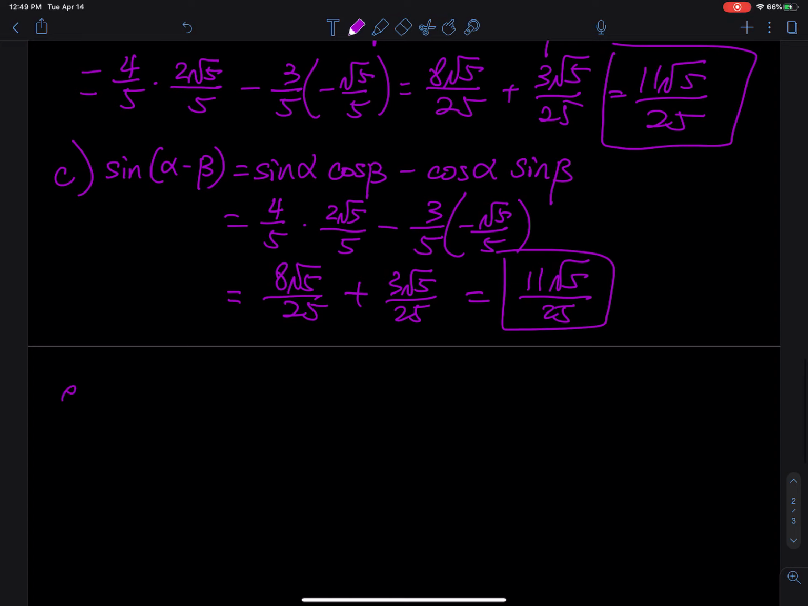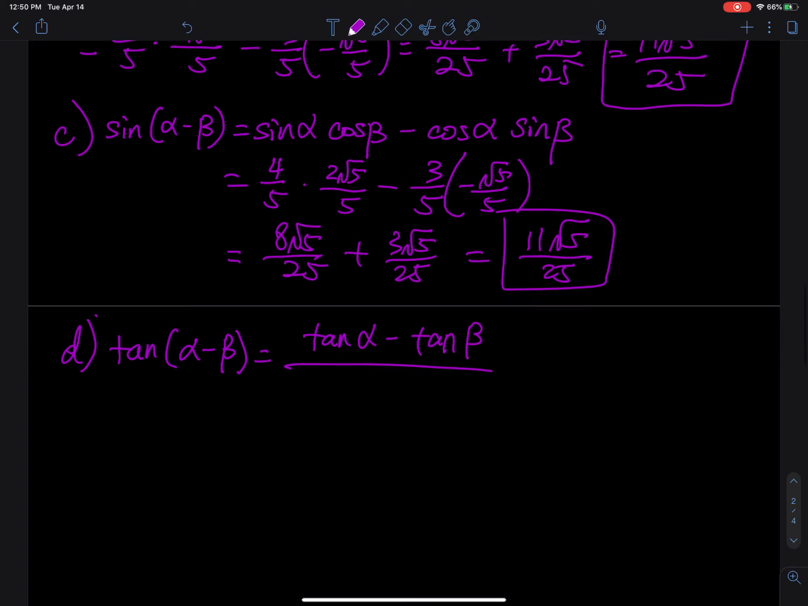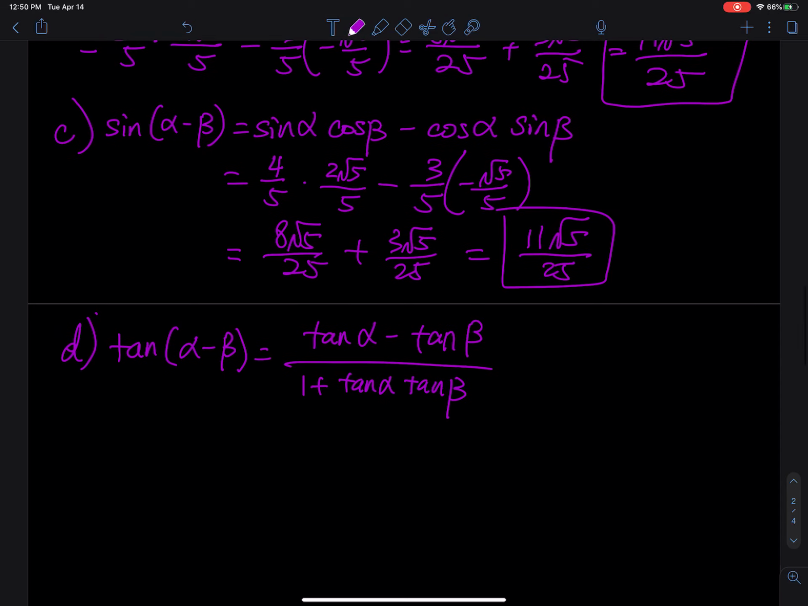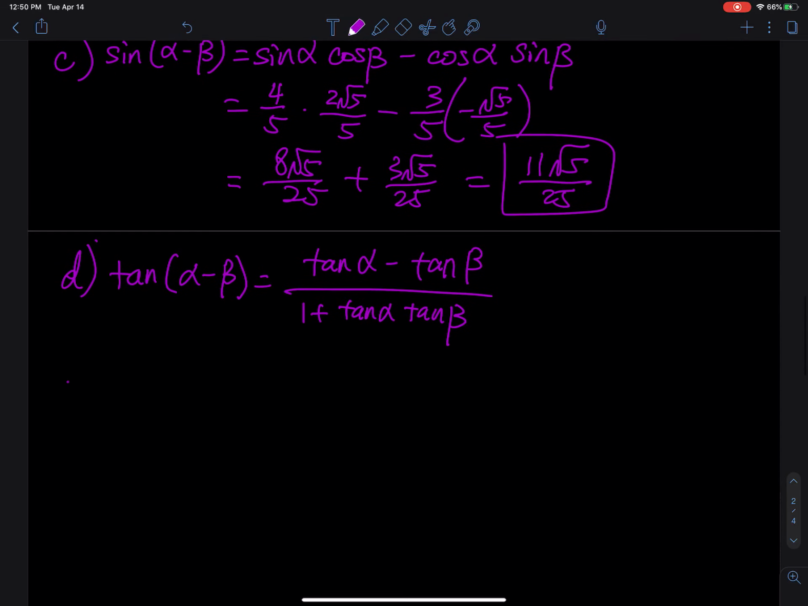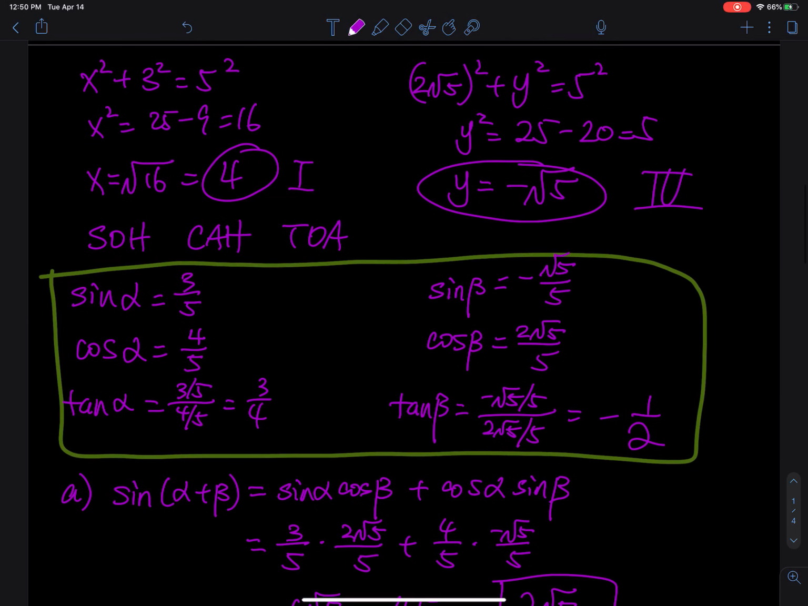And then we have D. D is tangent of alpha minus beta, which equals tangent alpha minus tangent beta. This formula, to be honest, we don't really see in calculus all the time. Tangent alpha, tangent beta, and then you plug it in. It's part of the lesson, so you have to learn this anyway. So that is 3 over 4 minus negative 1/2. These numbers are not from nowhere. Where are these numbers from? These numbers are from right here.